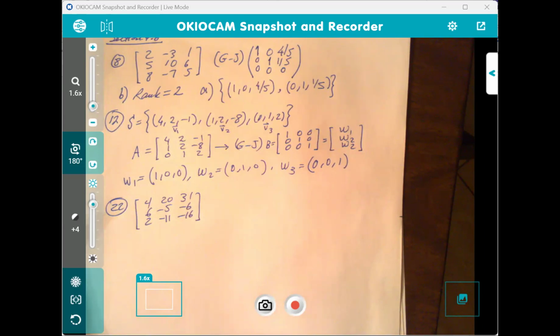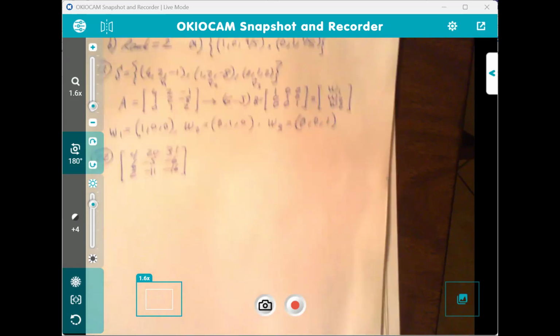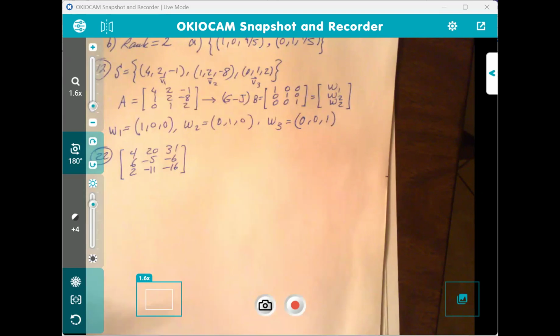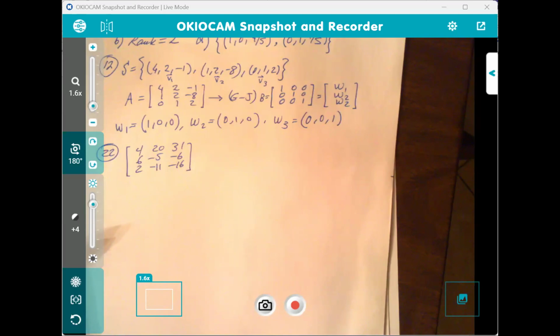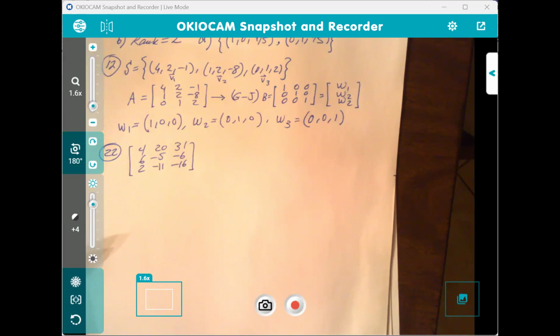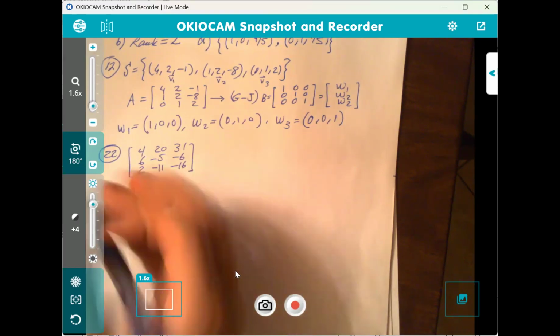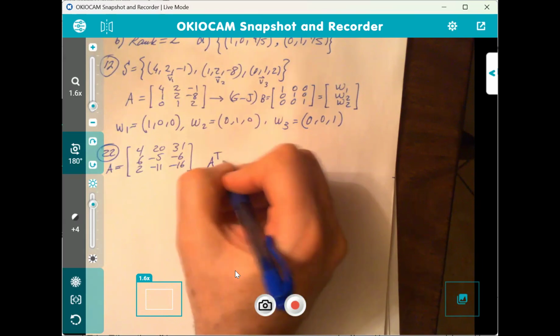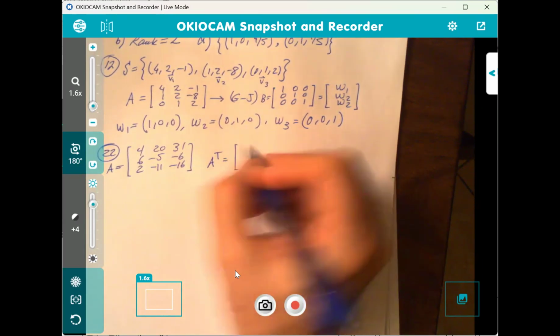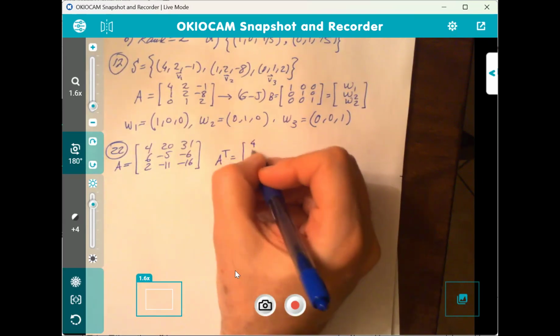Okay. Now, to find the basis for the column space, remember we can do one of 2 ways. The question says find the column space, right? We can actually find a row space for the transpose. The row space of A transpose is going to be the same as the column space of A. This is A. We want a basis for the column space. So just to be different on this one, I'm going to write A transpose. So the row becomes column. First row becomes first column.